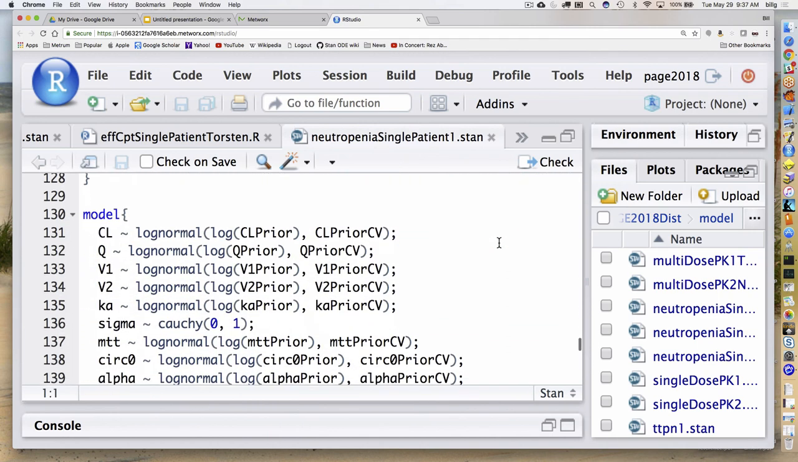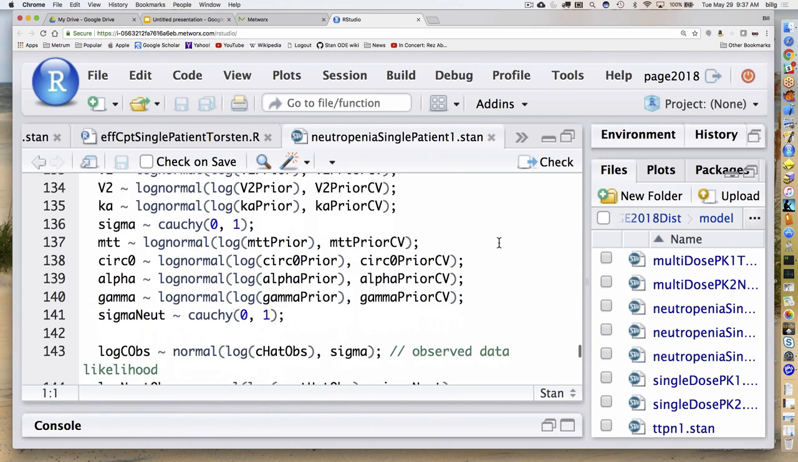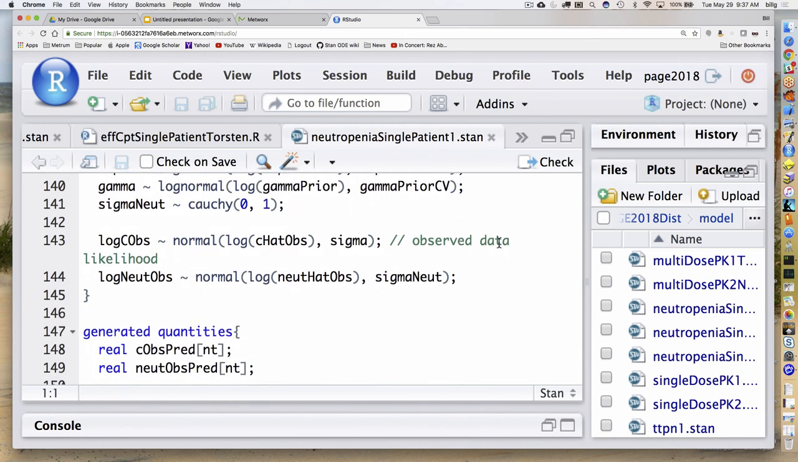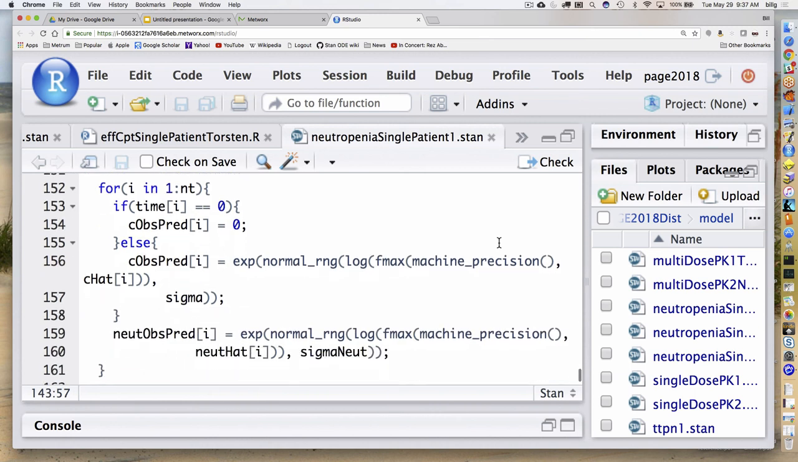In the model, I don't think there was anything unique. Oh, for the informative priors, one thing I did differently here is I explicitly use log normals for a bunch of these. So you can see those. I did that rather than using transforms to do that. And the rest is old news. Nothing particularly new there.